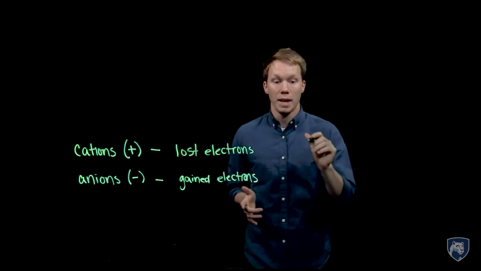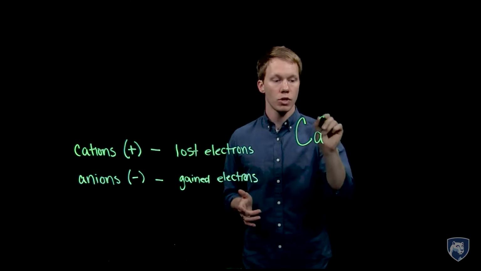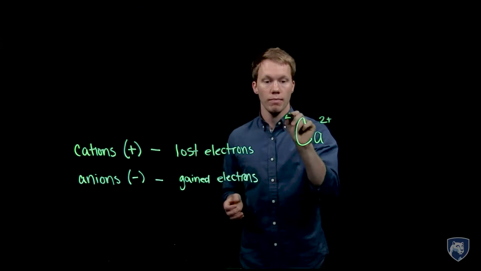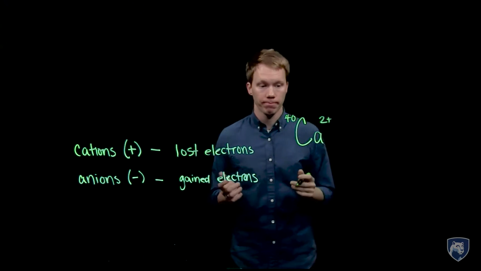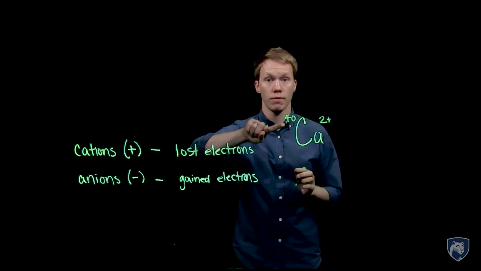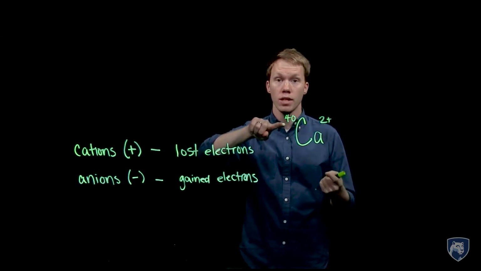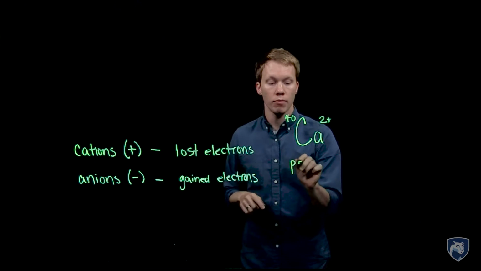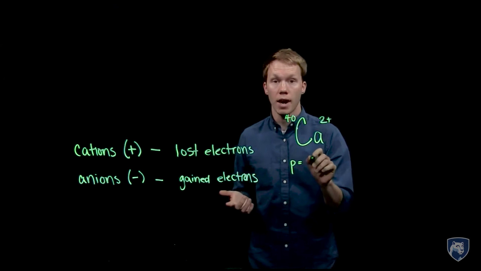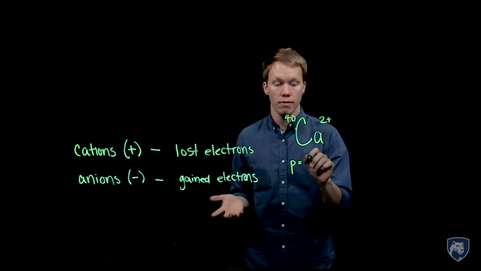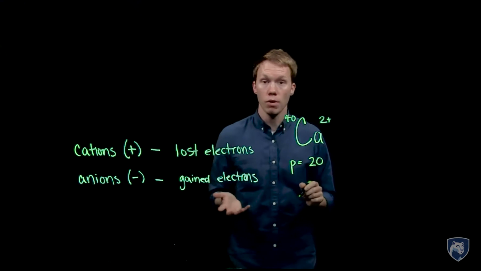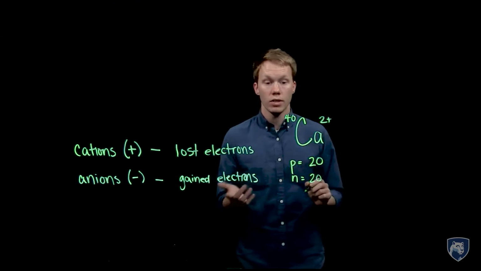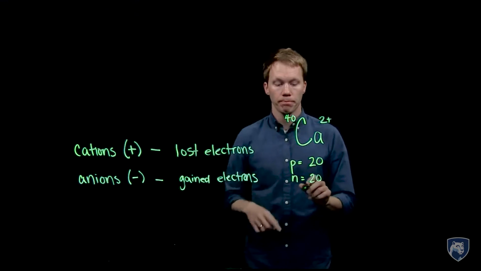Let's look at an example. Take calcium 2+ cation. And let's say we're looking at a specific isotope, maybe calcium 40. So we know this mass number, 40, is the sum of the protons plus neutrons. And we can determine the number of protons from the periodic table. It's the atomic number Z, right? So we have 20 protons. And the neutrons must also be 20, such that it adds to 40.